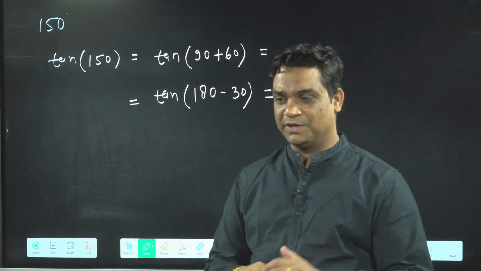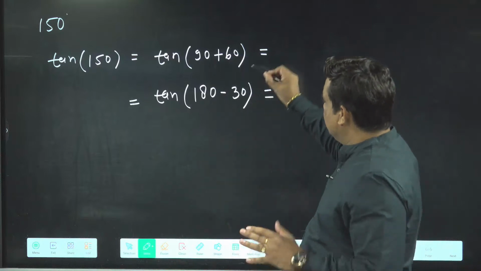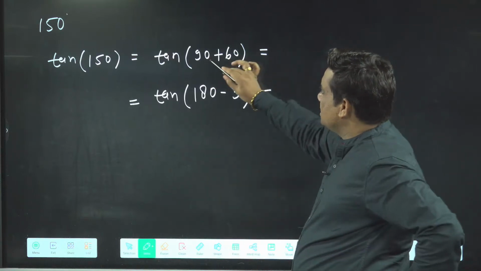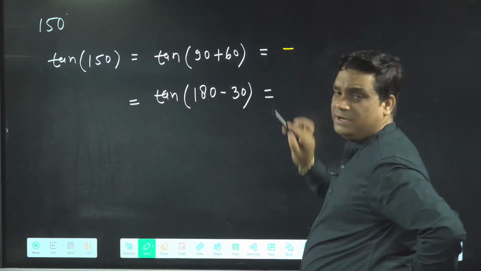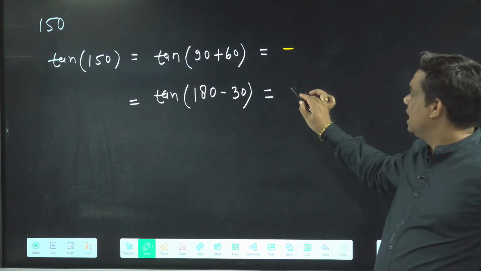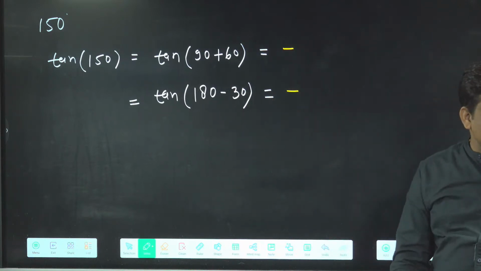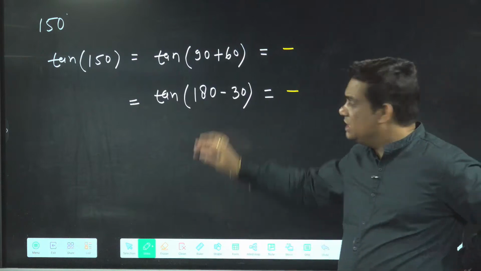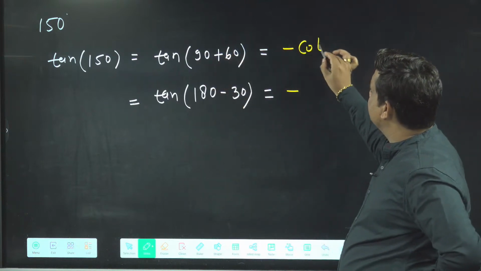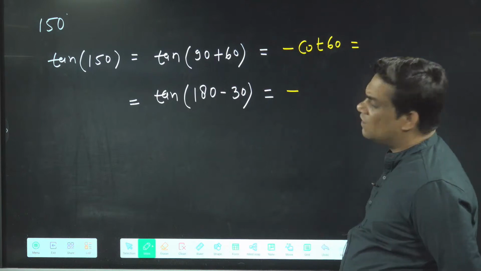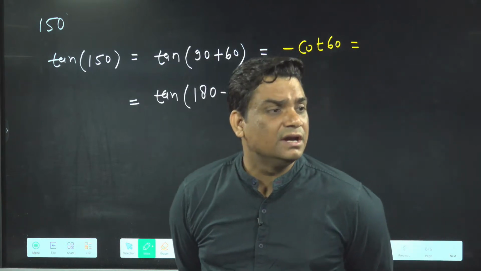If you write it like this, we can say 90 plus is the second quadrant, so it is going to be negative first of all. And here it will change, so it will become cot 60. And everyone knows what is cot 60?